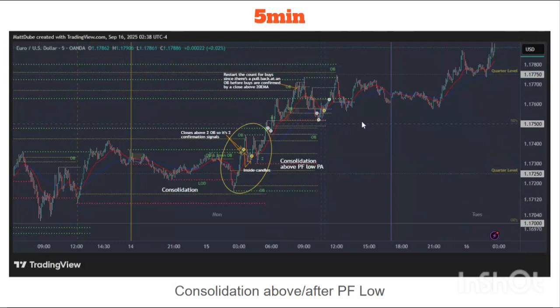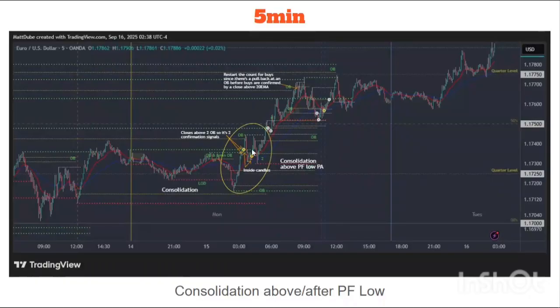Now we have the 5 minute time frame right here. I want to briefly show you what I call the consolidation above peak formation low. This is the consolidation. This is the peak formation low. This price action pattern shows that price is most likely to go to the upside, but you just don't enter it at the break of the consolidation.